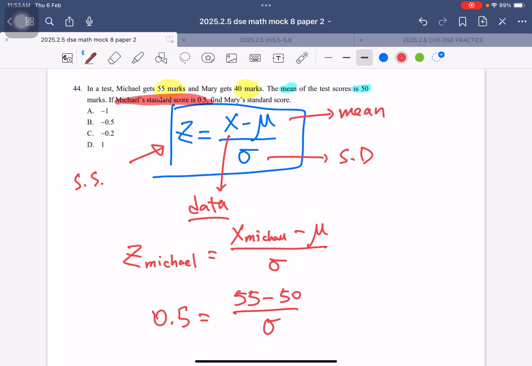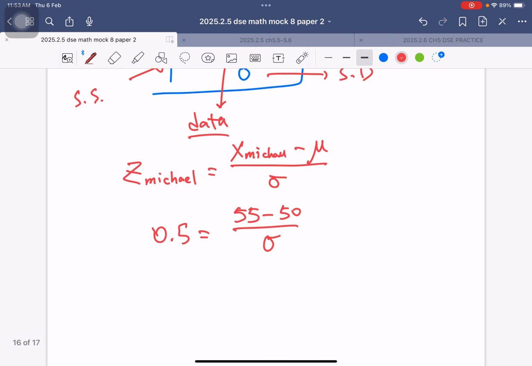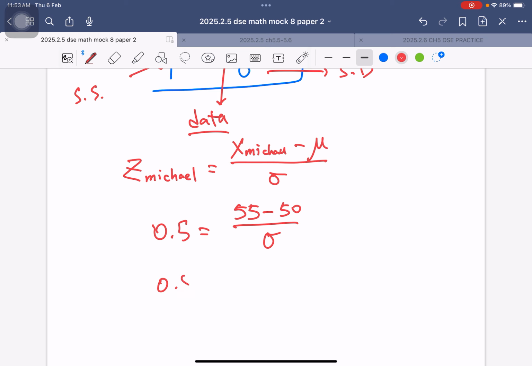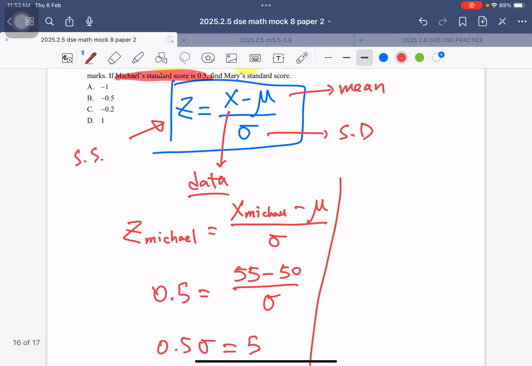So Eddie, how do we solve this equation? Move the SD to the left-hand side. So we have 0.5 sigma equal to 5. So sigma is equal to 10. Okay? So after that, what is the question asking?